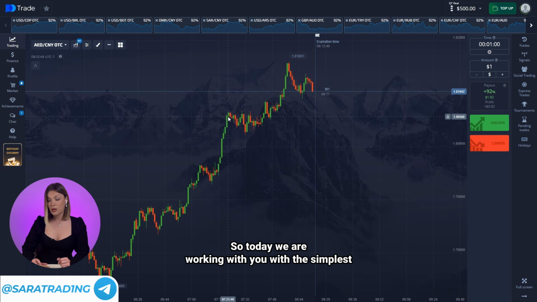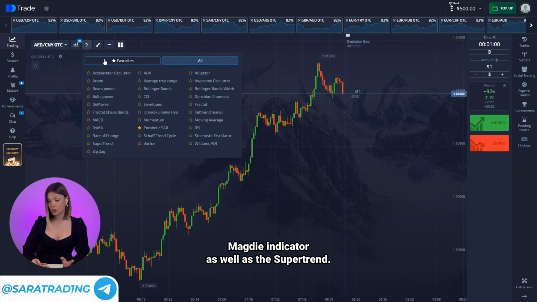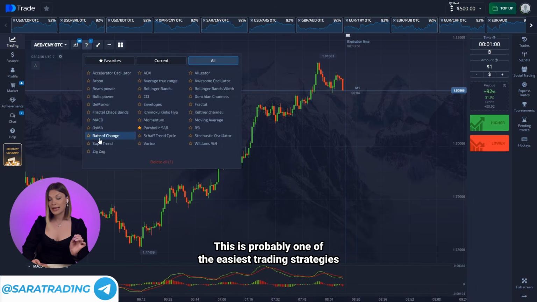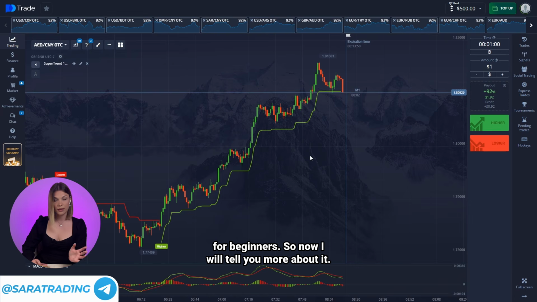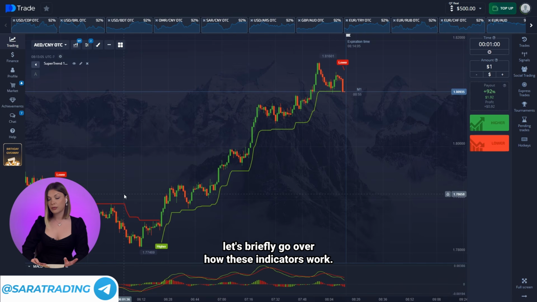So today we are working with the simplest MACD indicator as well as the Super Trend. This is probably one of the easiest trading strategies for beginners. So now I will tell you more about it. So look, we have set up two indicators, and let's briefly go over how these indicators work.